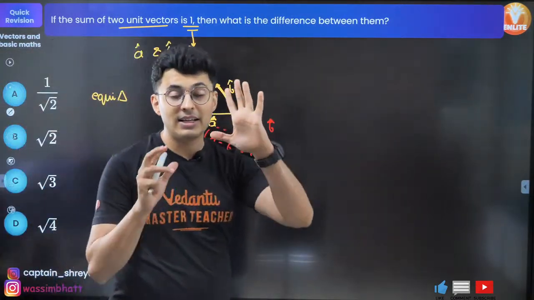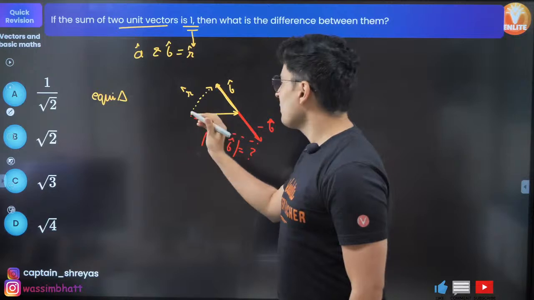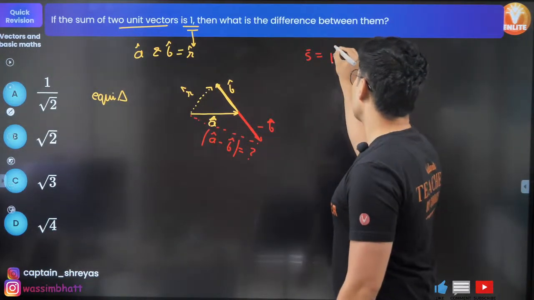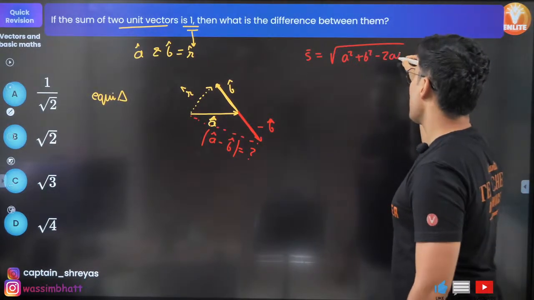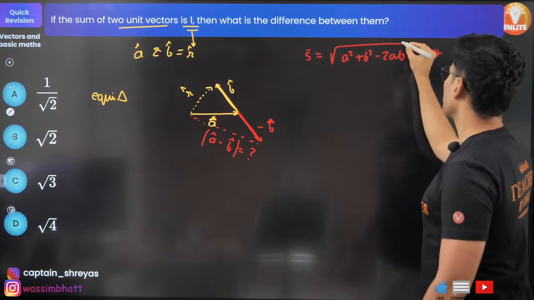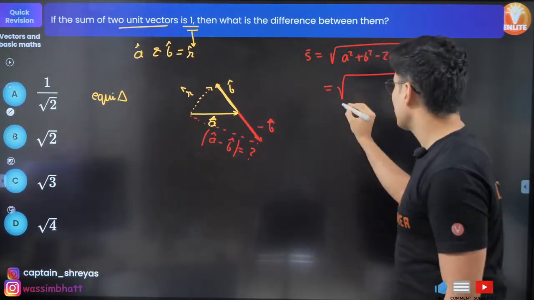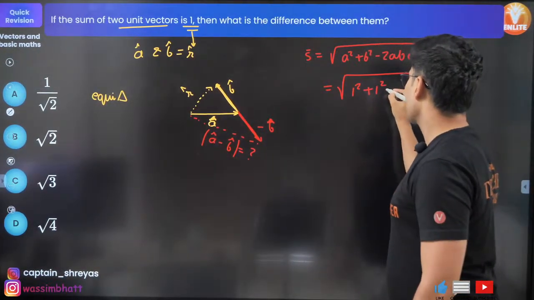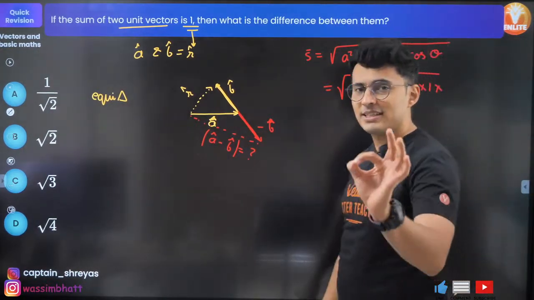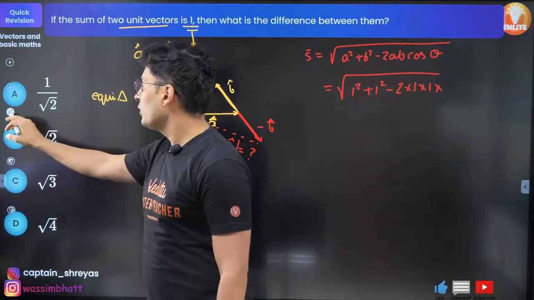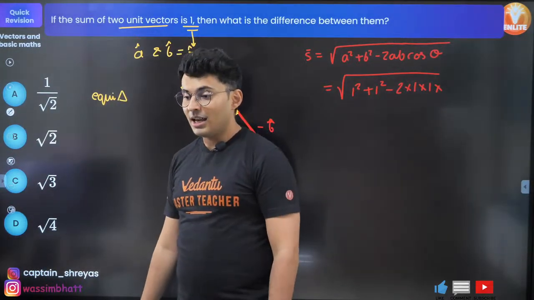What is the difference between the two when subtracted? Very simple. Remember the subtraction formula? The subtraction formula was A square plus B square minus 2AB cos theta. Here in this case, A and B both are unit vectors, so it will be 1 and 1. Minus 2 into 1 into 1. The only catch is what is theta over here. Let's see how many of you can tell me the value of theta. I'll be very happy with that.